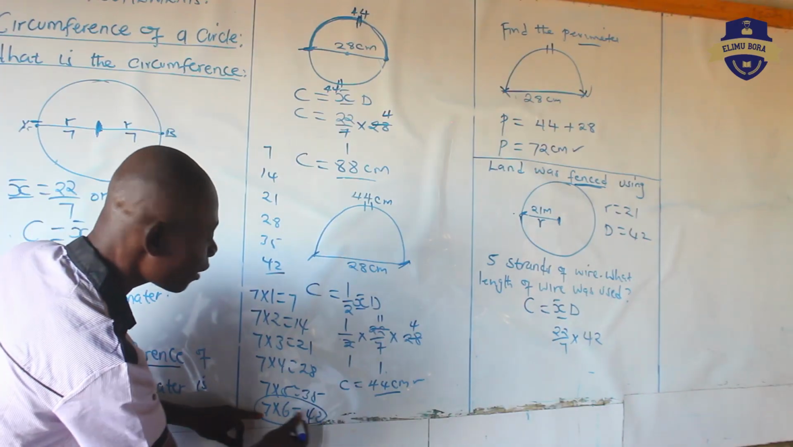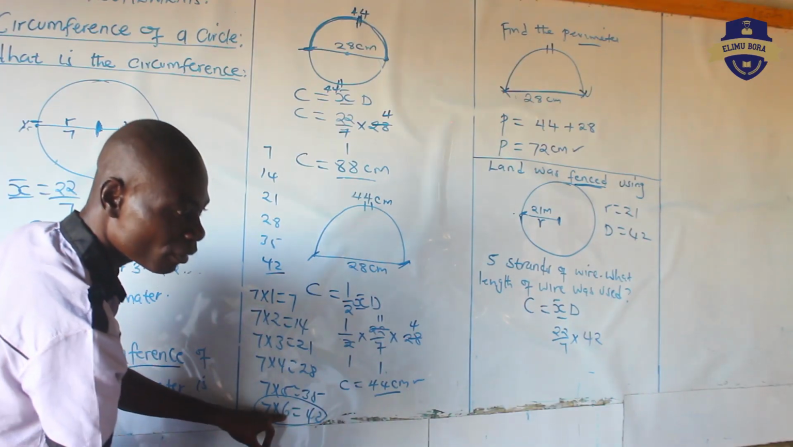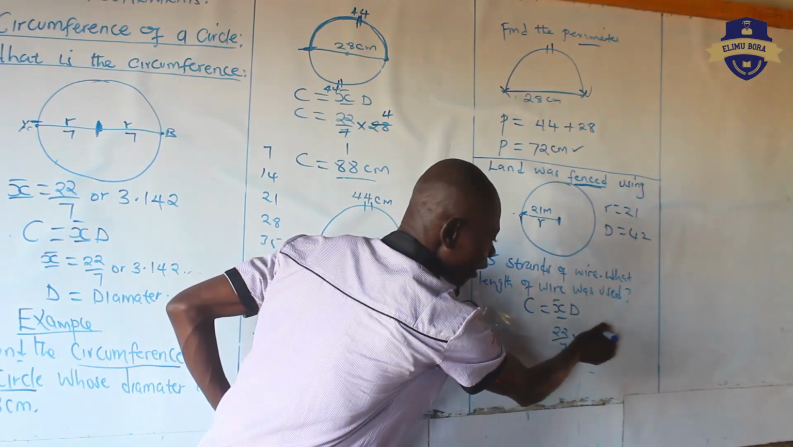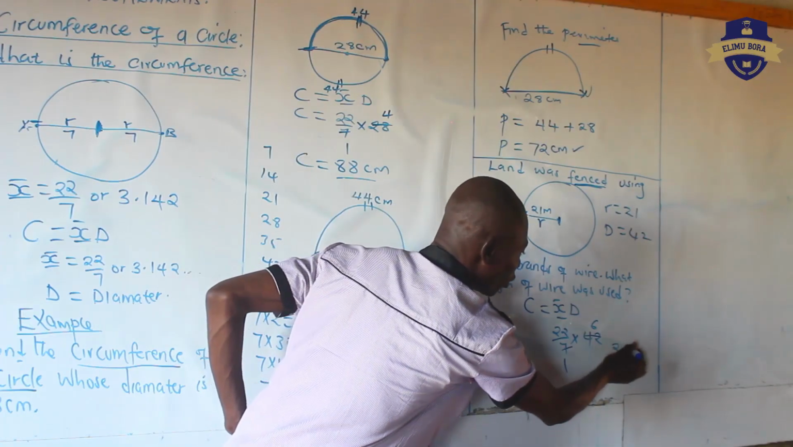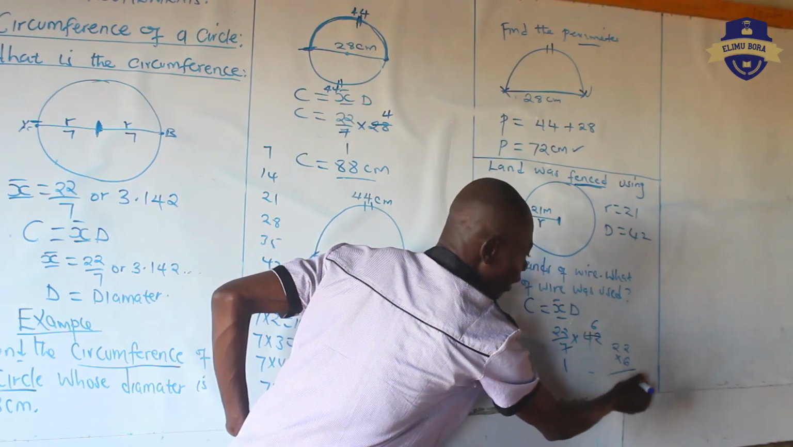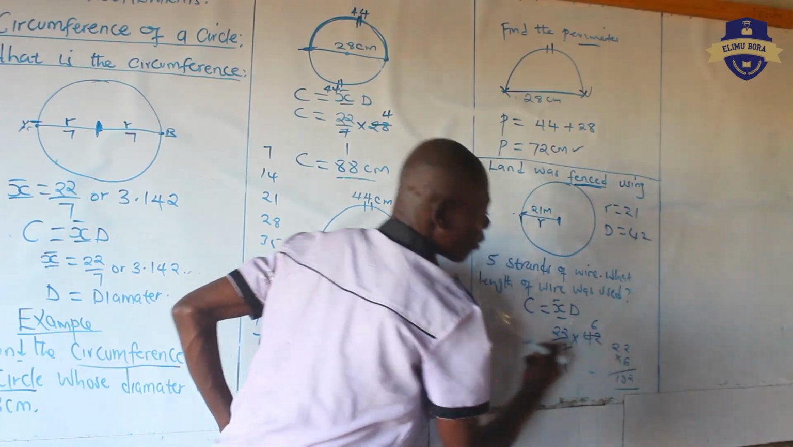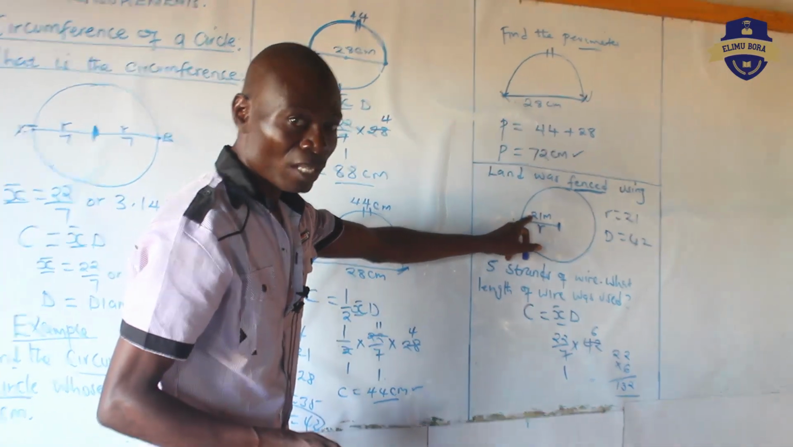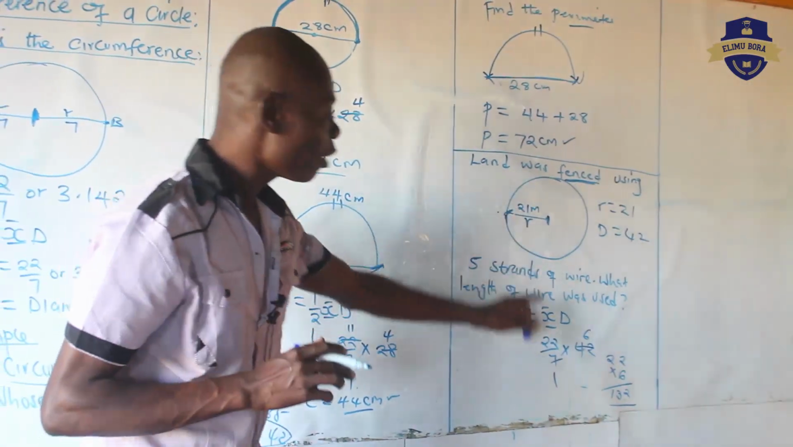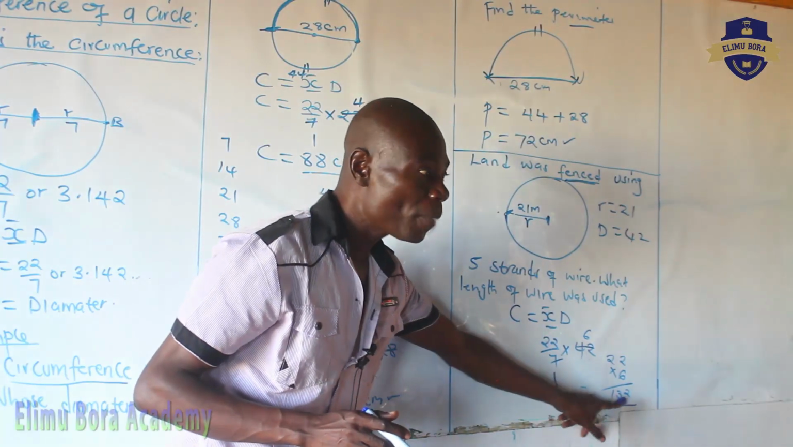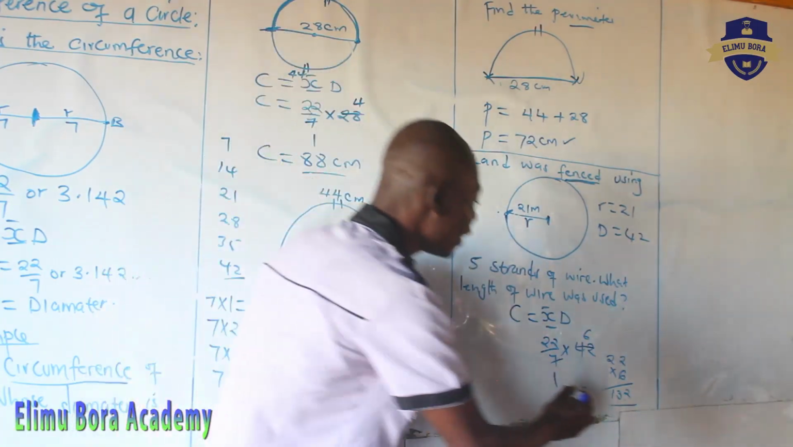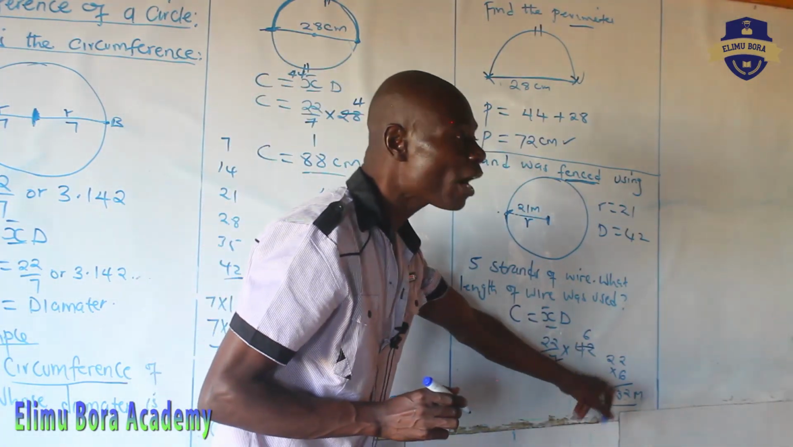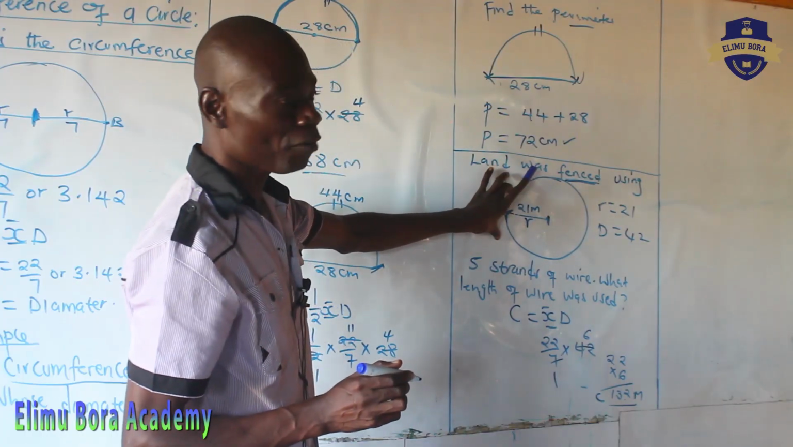So automatically, you know 7 will divide 42 how many times? 6 times. So a good student will just say 7 once, 7 here, 6. Then you take 22 times 6 to get 132. And you need to check the measurements. If the measurements are in centimeters, then automatically your final answer should be in centimeters. But if your measurements are in meters, automatically your answer will be in meters. This is the circumference of this particular circular field.